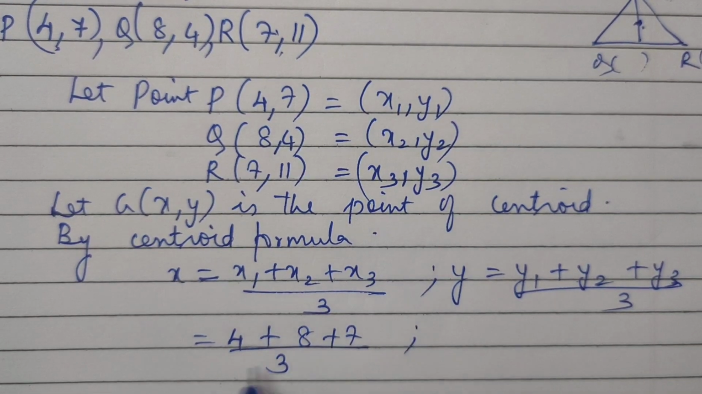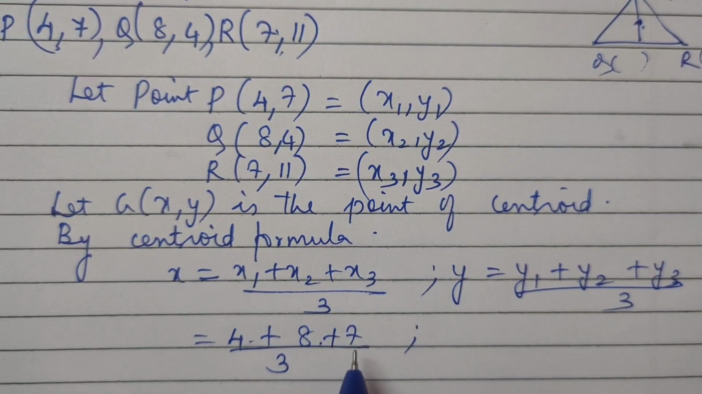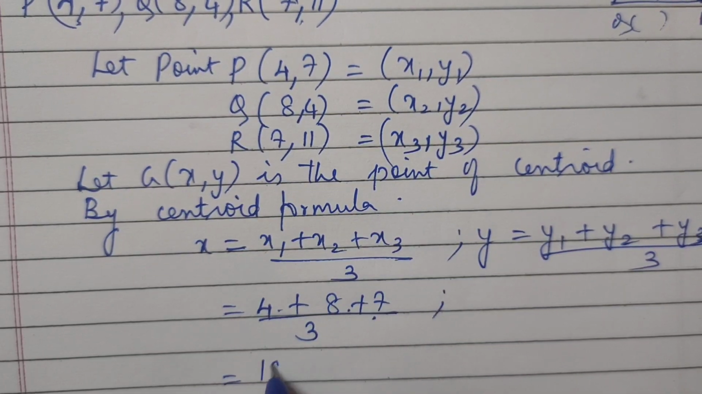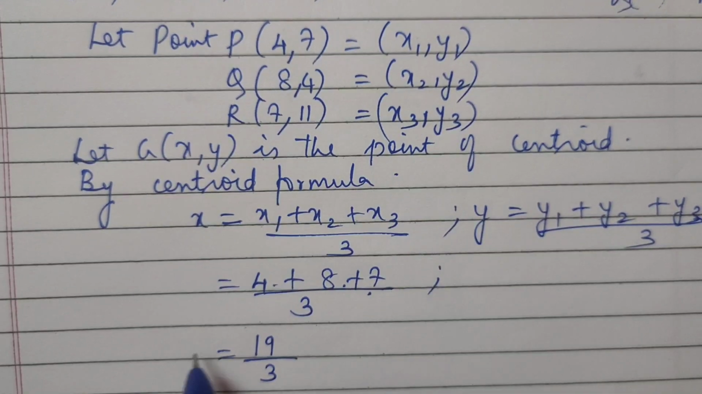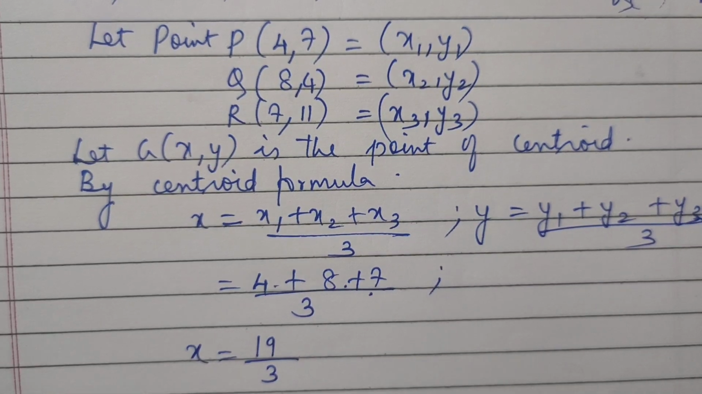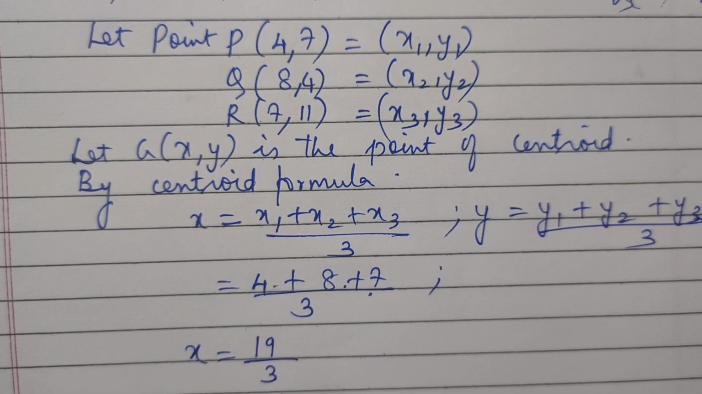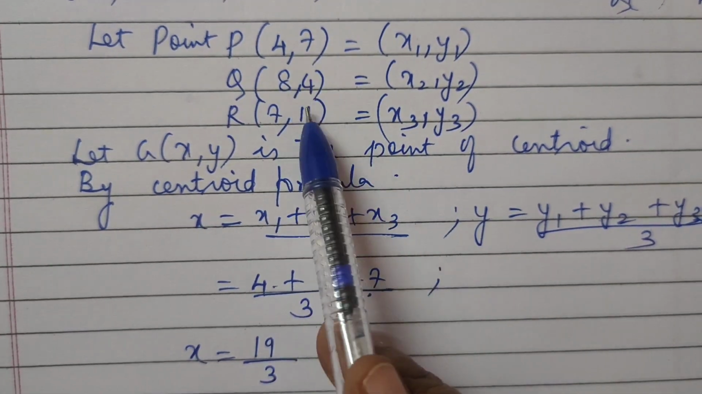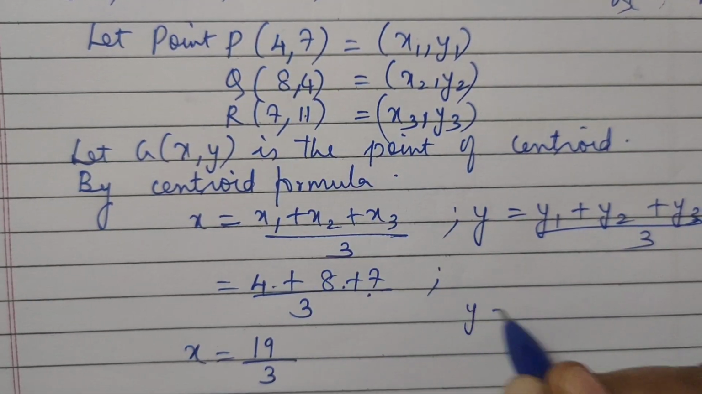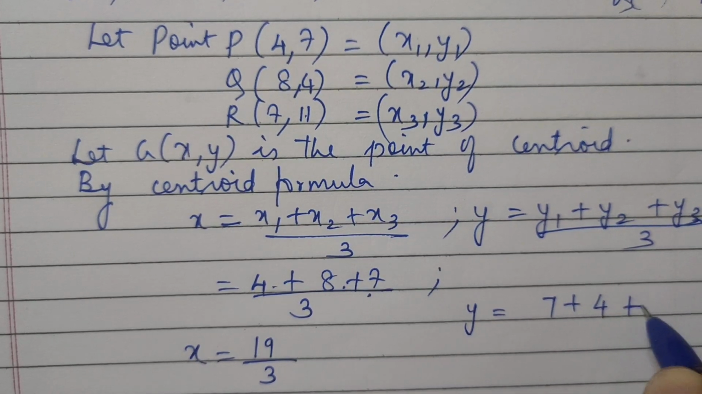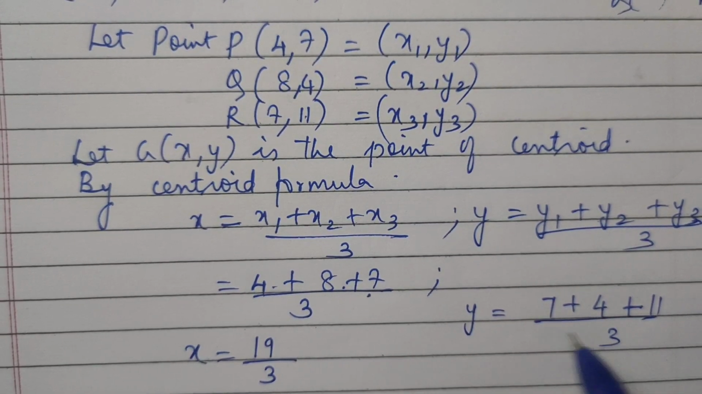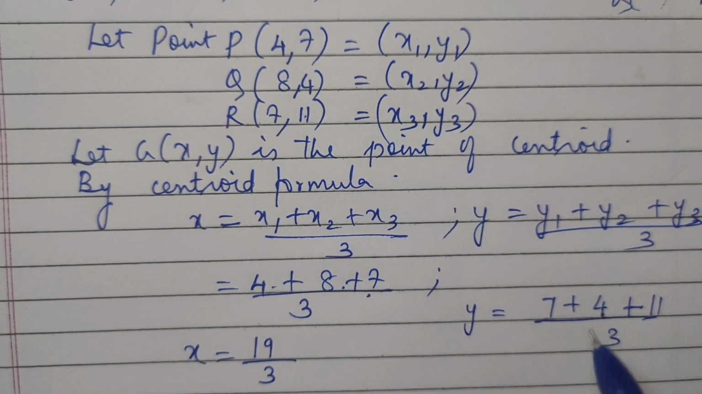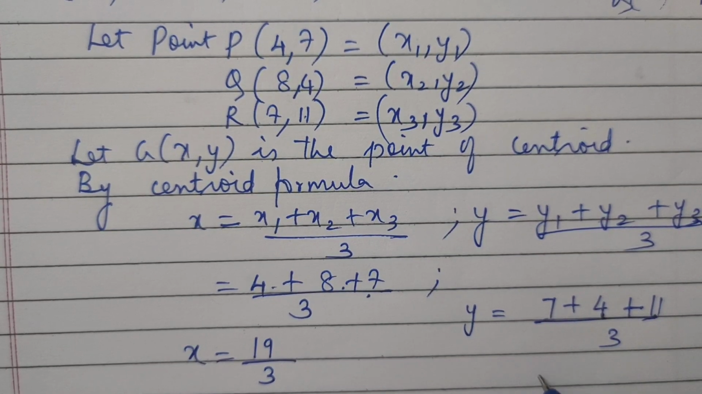And here, first we will complete this: 4 plus 8 is 12, 12 plus 7 is 19 upon 3. So we cannot do anything, we will keep it as it is, 19 upon 3. If you want to put it as a point, you can, or you can leave it in a fraction also. For y: y1 plus y2 plus y3, 7 plus 4 plus 11 upon 3. 7 plus 4 is 11, 11 plus 11 is 22 upon 3.